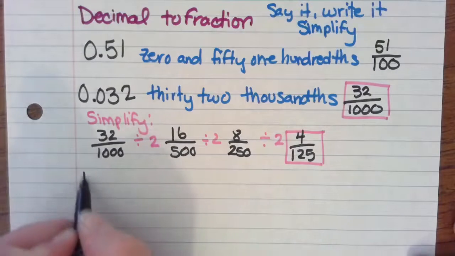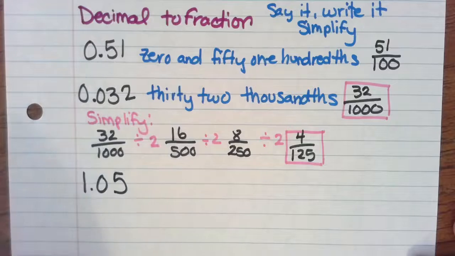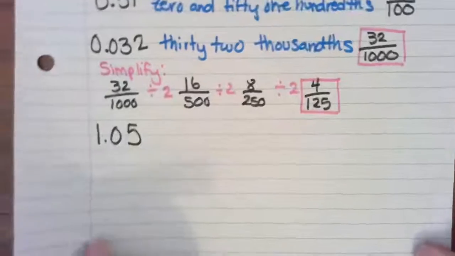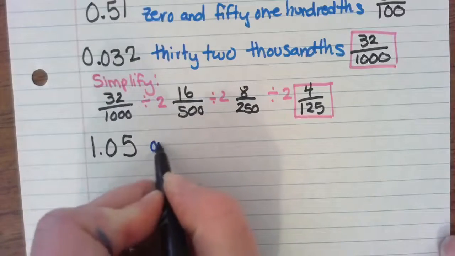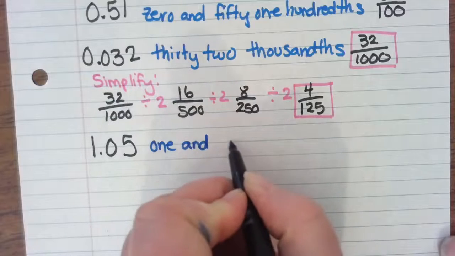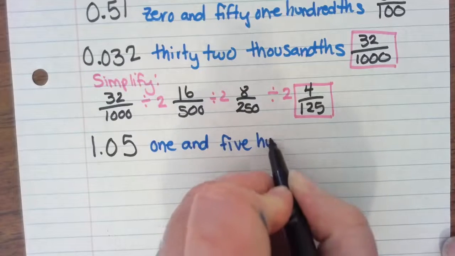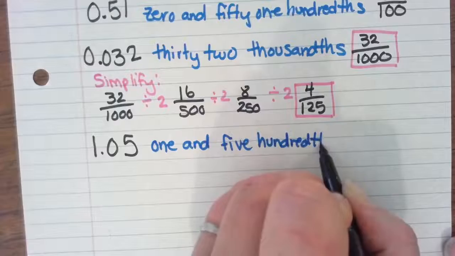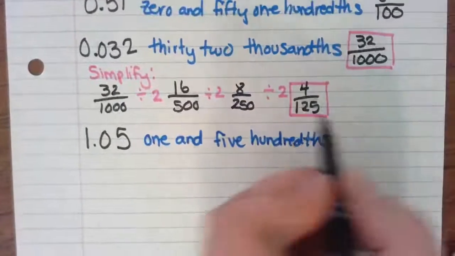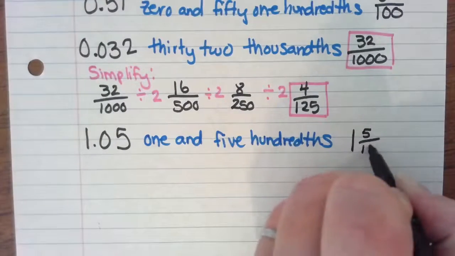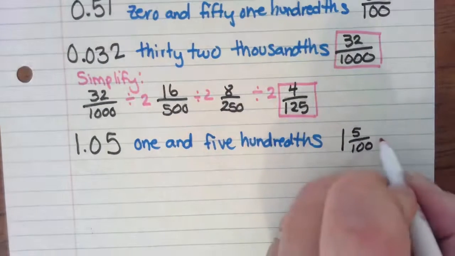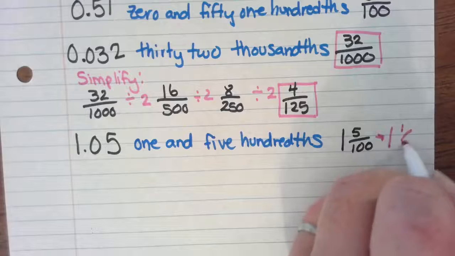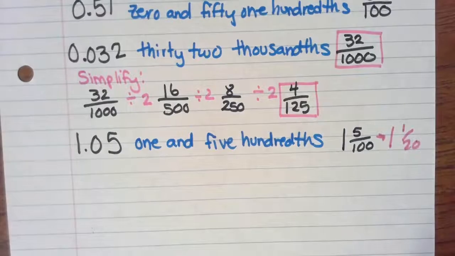Okay, now let's look at another one. What if I have a whole and a decimal, right? So this is a number with 1 in front of it. Well, we do the same thing. We're going to say it. 1 and 5 hundredths. Then I just write it. 1 and 5 hundredths. And then we're going to simplify that. That actually simplifies to 1 and 1/20th because they both divide by 5.